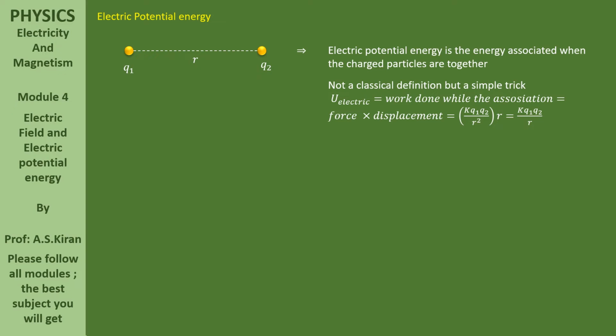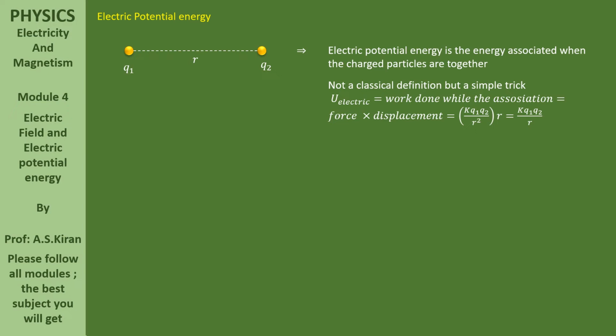While bringing those two charges together, the experimenter is doing the work. When the experimenter does work while bringing those charges, the charges gain some energy, isn't it? So the assigned electric potential energy is equal to the work done during the association. That is equal to force into displacement. Of course, what is the force here? K Q1 Q2 by R square.